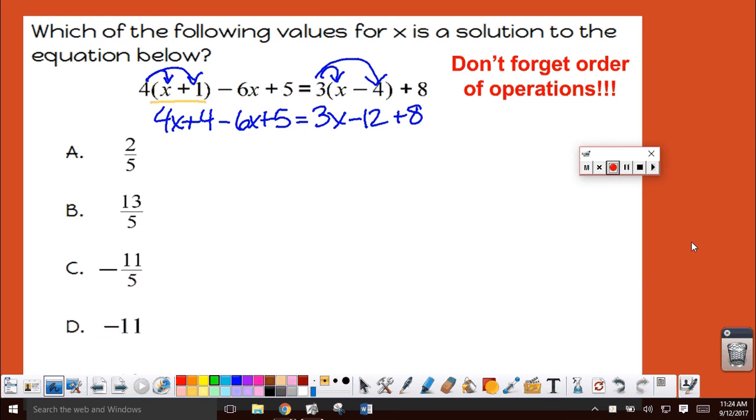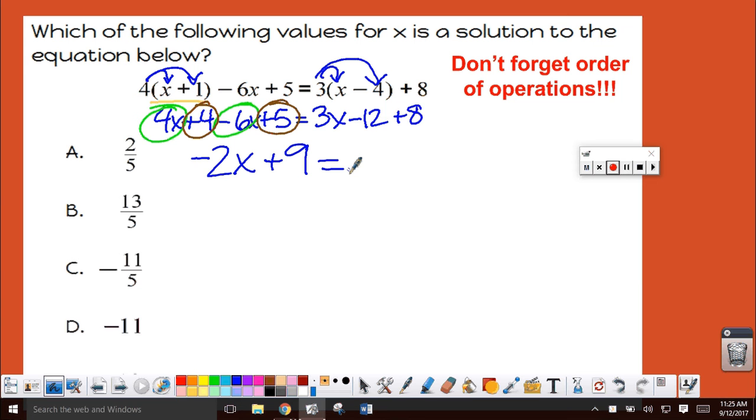Okay, so we can combine 4x and negative 6x, yes? Okay, so let's combine those here and here. Okay, a positive and a negative, so positive 4x minus 6x gives me how many x's? Negative 2x. Okay, what else can I combine on the left side? 4 and 5. Okay, 4 and 5 together gives me plus 9.